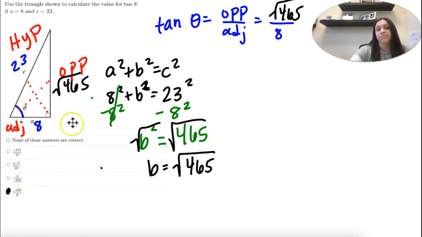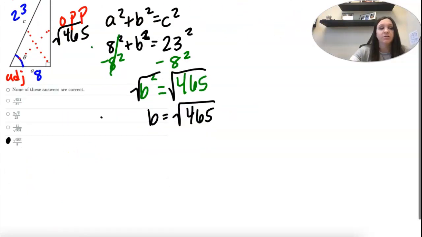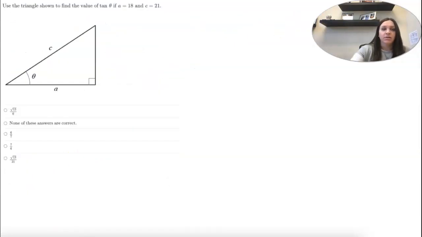We're done. 465 over 8 for square root. Alright, got a couple more, just practice.